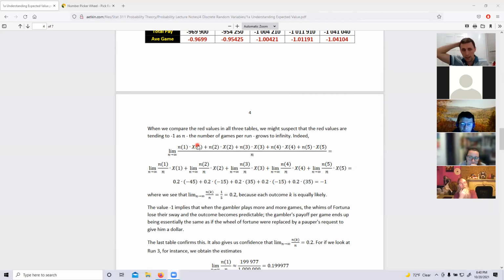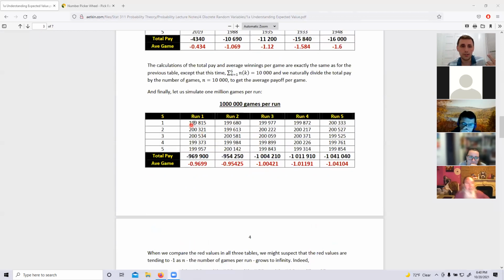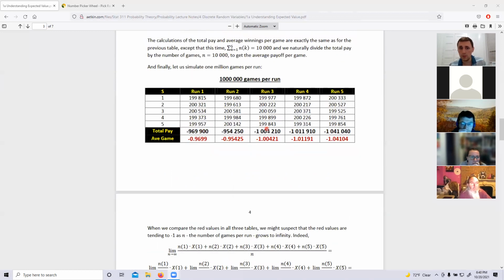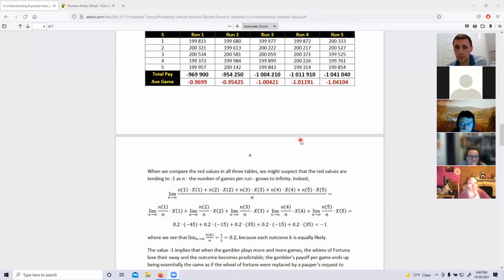I could have had 1 million rows, but instead I just grouped how many times I got, look at it, how many times in round 1 did I get outcome 1? It's very close to 200 times. Each of them is very close to 200,000 times to be precise, right? In each case, each is very close to 200,000 times.